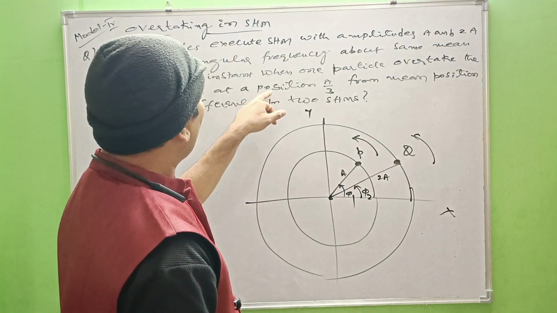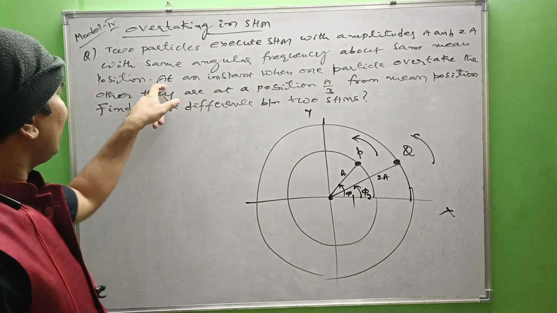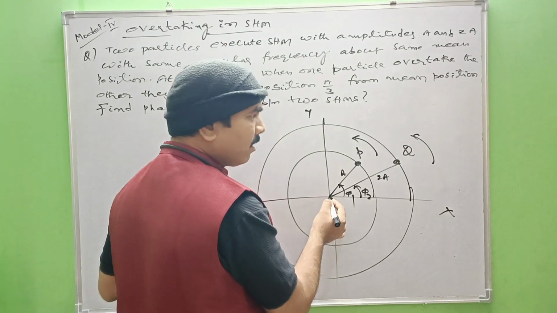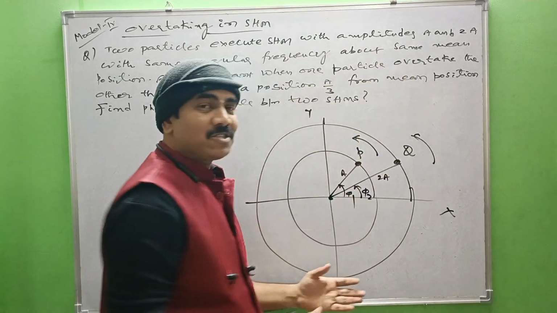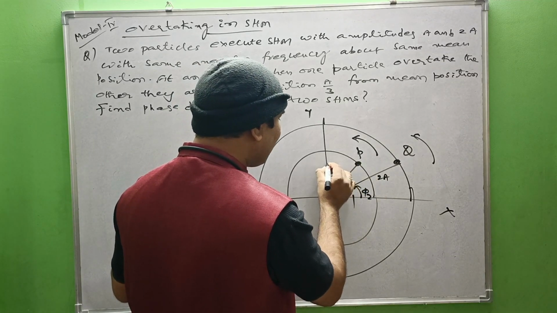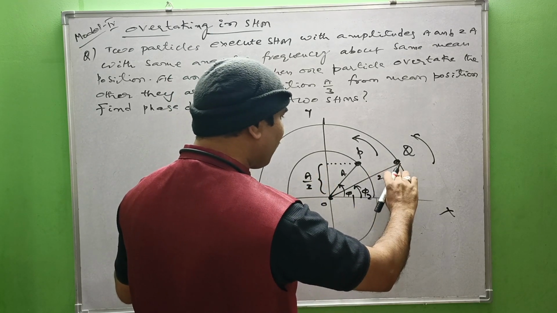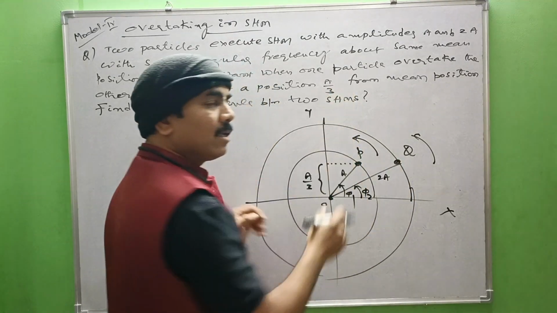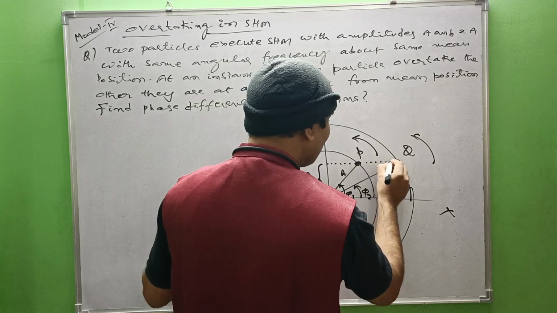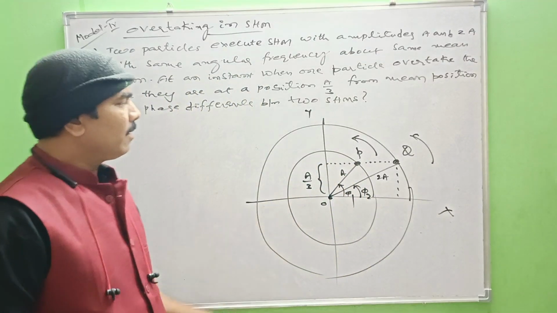So here both are at the same level from the reference axis X. Therefore, you see, at an instant when one particle overtakes the other, they are at a position A by 3 from the mean position. See, this is the mean position. So they are both at the same position A by 3 from the mean position, in the sense that their projections from the center O are the same. So what is the projection of P here? This is the normal drawn to the Y axis, so this is the projection, A by 3. The same is the projection for Q also. Why? Because both are at the same level. So A by 3 is the position of the particles from the mean position. So this segment is A by 3, and this segment is also A by 3. Both have the same projections from the mean position, right?